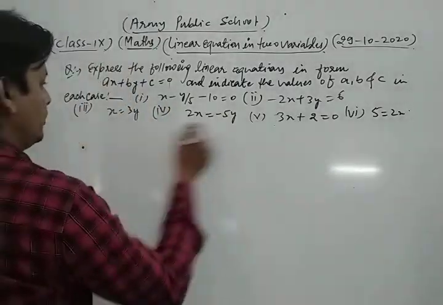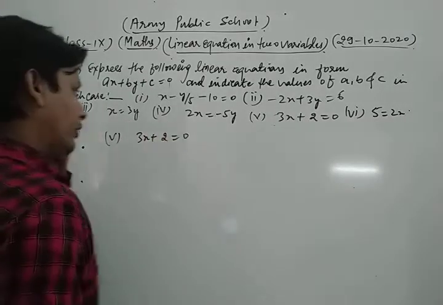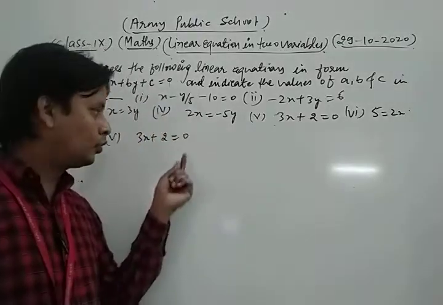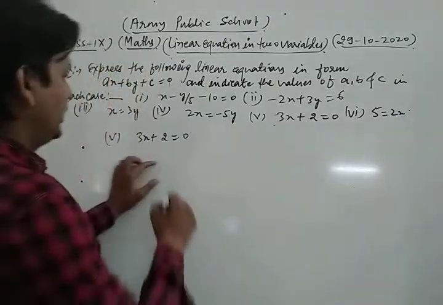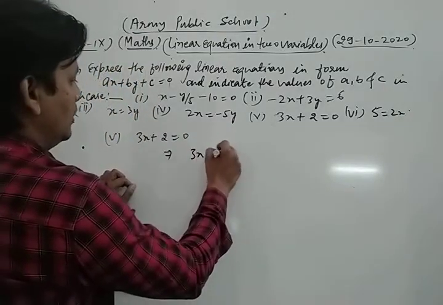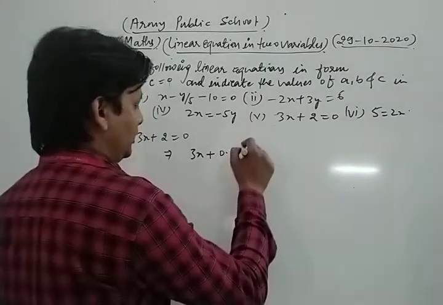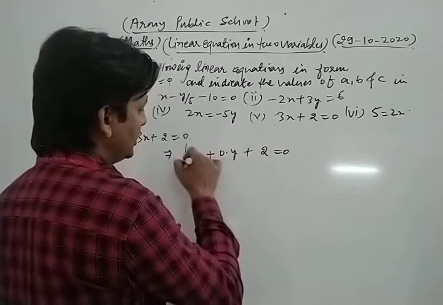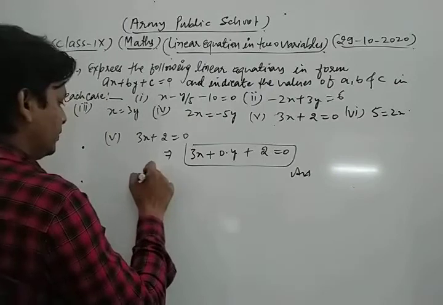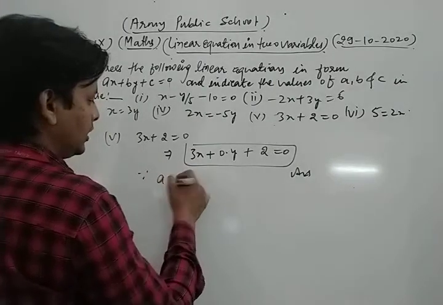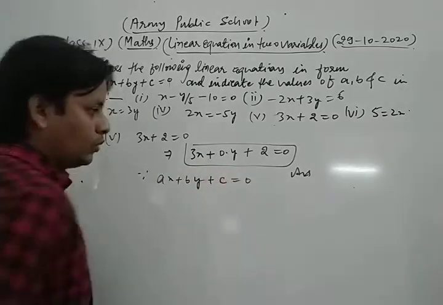Now we take the fifth part of this question, which is 3x plus 2 is equal to 0. First of all, in this question the term with y is not present. So we can write this equation in this way: 3x plus 0 into y, where 0 into y means 0, and plus 2 written as it is. So now this is the equation of the form ax plus by plus c is equal to 0, this is another answer. Now we know that the general form, the standard form of the linear equation, is ax plus by plus c is equal to 0.